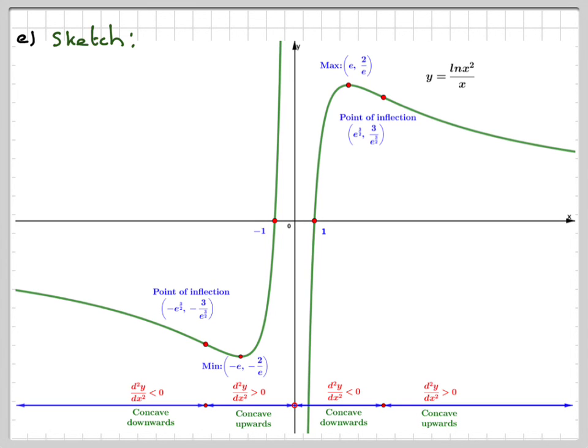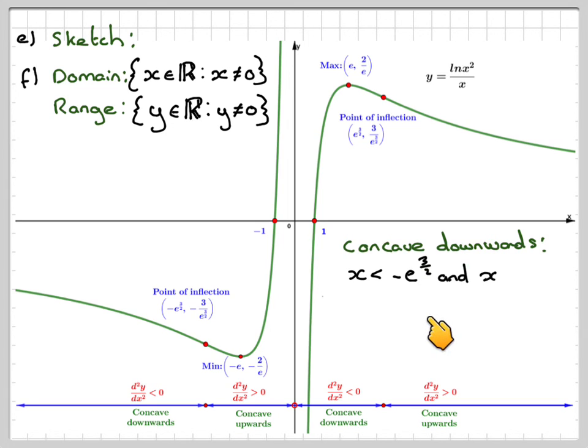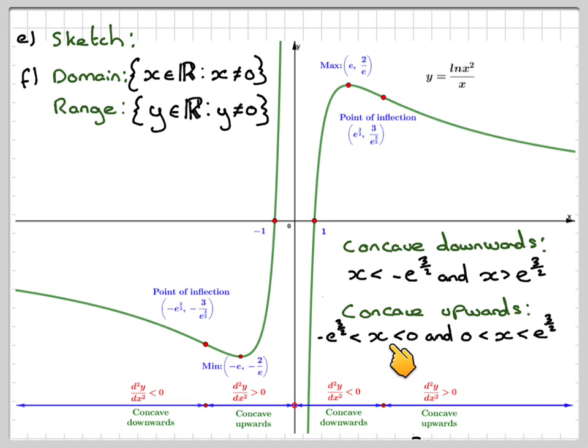Now, the domain is every value of x except 0. And the range is every value of y, again, except 0. Concave downwards is here and here. So it's x less than minus 3 over 2 and x greater than 3 over 2. And concave upwards is x between minus 3 over 2 and 0, but not equal to these values, and between 0 and 3 over 2.